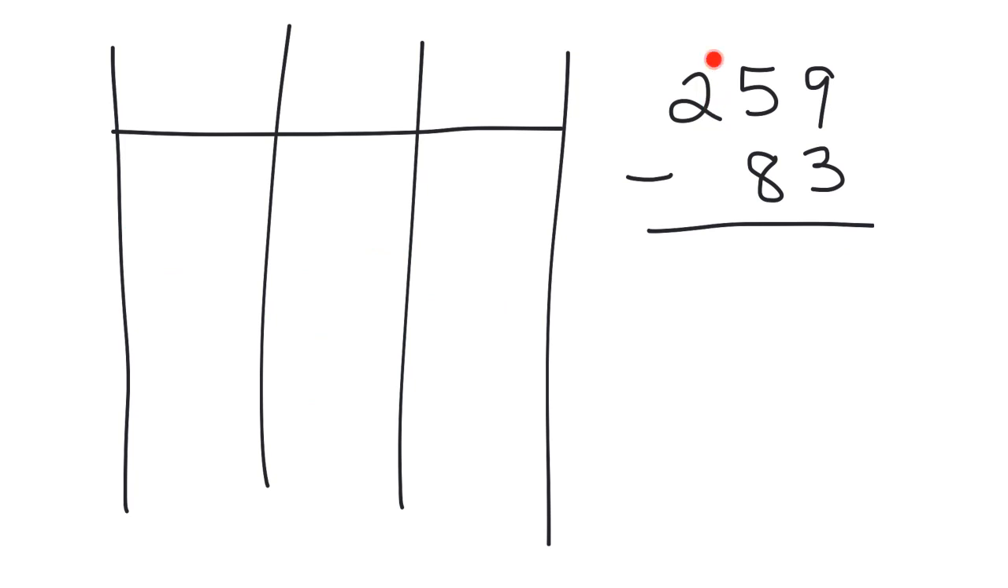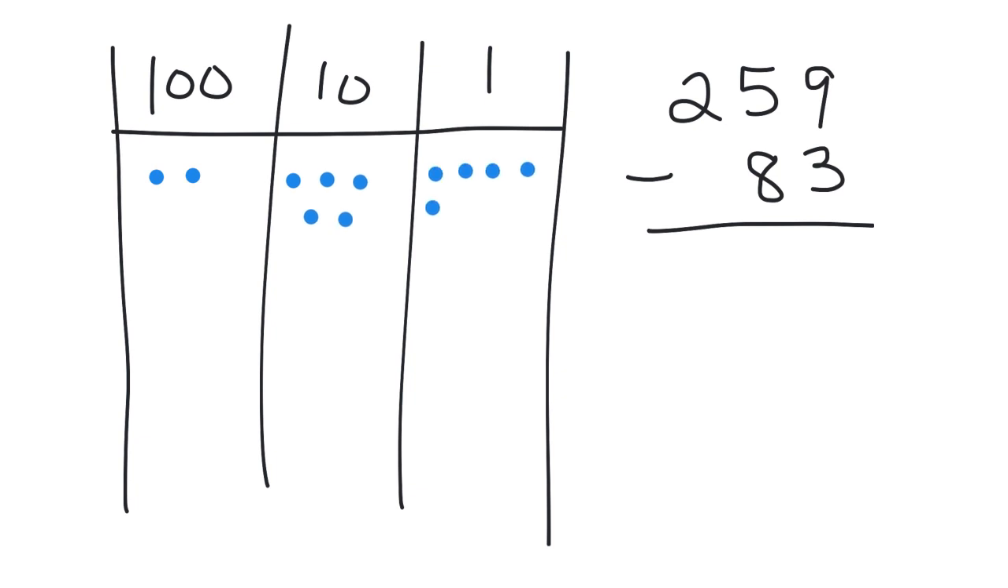So taking a look at 259 minus 83, we're going to model that with our table, our place value chart. So that's my 10, 100, and 1. And so let's begin by modeling 259. And remember, we do not need to model that 83. 200, 1, 2, 3, 4, 5, 1, 2, 3, 4, 5, 6, 7, 8, 9. Okay, there's my 259.